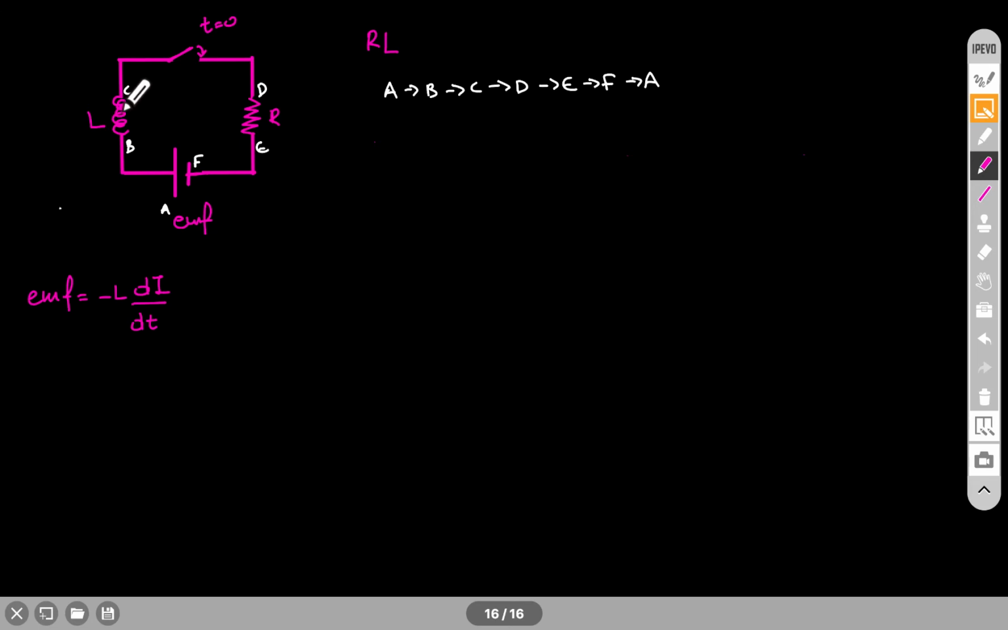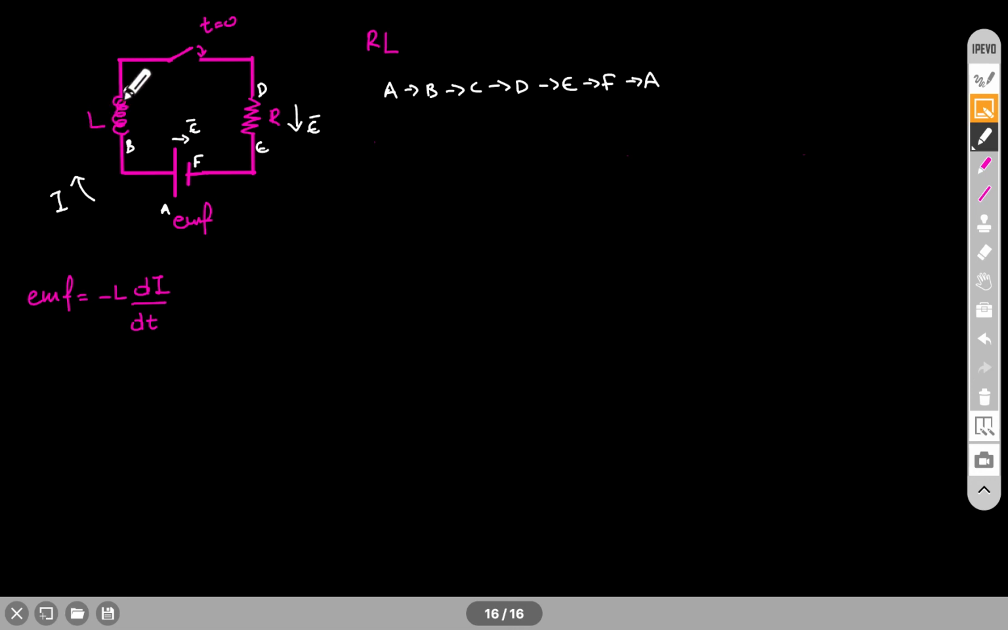They oppose the change. So what I'm going to do here, at t equals 0, I will close the switch, and thinking in terms of the electric fields now, the electric field inside the battery points to the right. Once I close the switch, I know that the conventional current will flow this way, and the electric field here will point down.